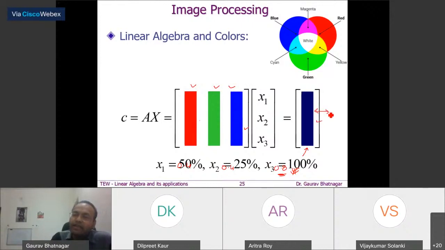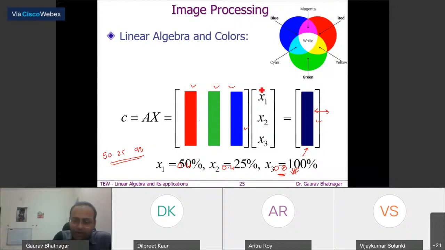And then you can try different possible values of x1, x2 and x3 to get the final solution. So now this problem is going to be a very ill-posed problem, which you can easily understand, because if I'm saying 50, 25, 100, and I just change this value to, let's say, 98, this combination will not be far different from this color. It is going to be approximately the same.